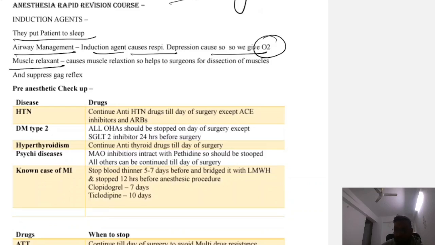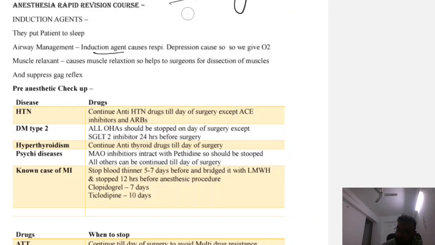and the anesthetist also gives muscle relaxant to the patient. Why? Because muscle relaxation helps the surgeon in dissection of muscle. Also, if they want to give oxygen, they have to intubate the patient. If they want to give general anesthesia, they have to put the endotracheal tube so that they can give the gas, the sevoflurane, the anesthetics. Muscle relaxant is used so there is no gag reflex. Are you getting my point?